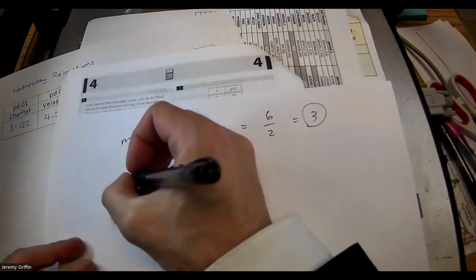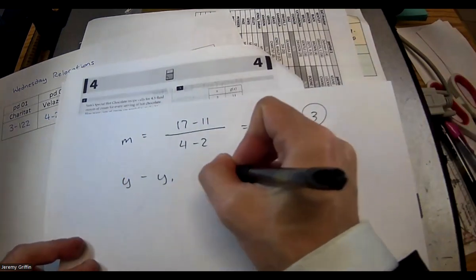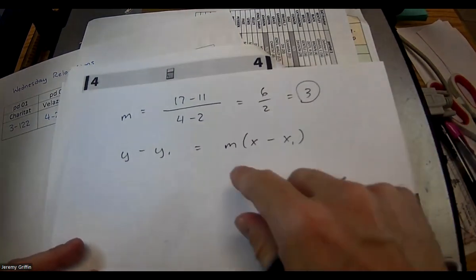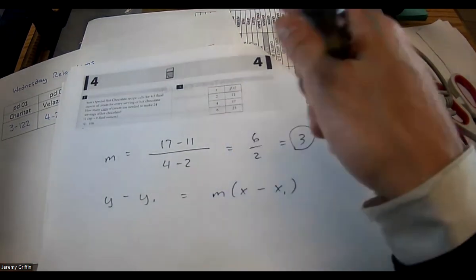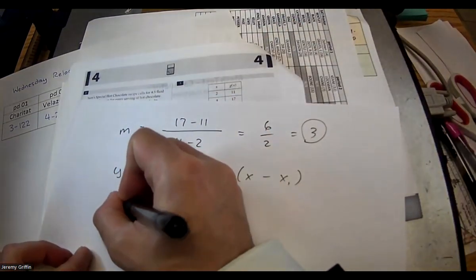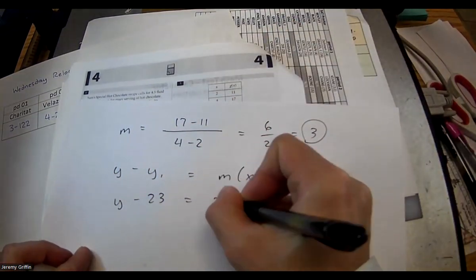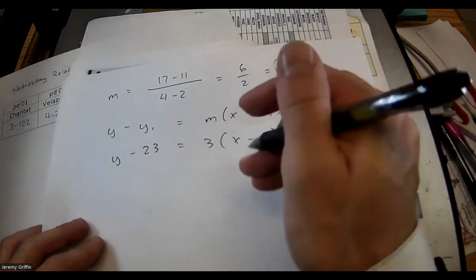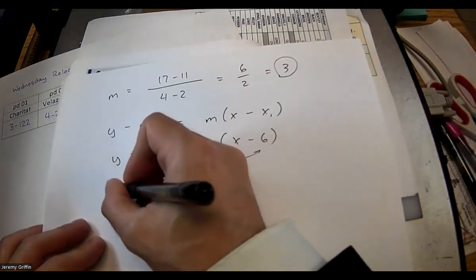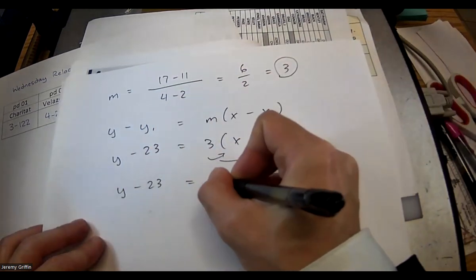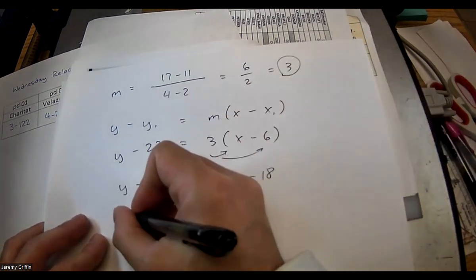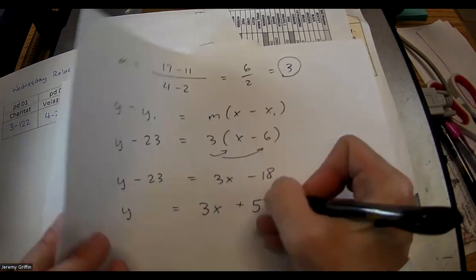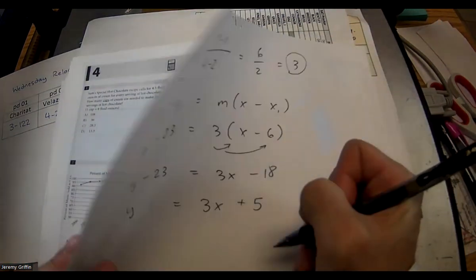Then let's do y minus y1 equals m times x minus x1. This is not the only way to do it, just one way. I could pick a third point, why not, 6, 23. So y minus 23 equals 3 times x minus 6. If they all line up in a straight line, this works. Distribute: y minus 23 equals 3x minus 18. Y equals 3x, add 23 over, that's plus 5. So that's option B. Number 3 is B.